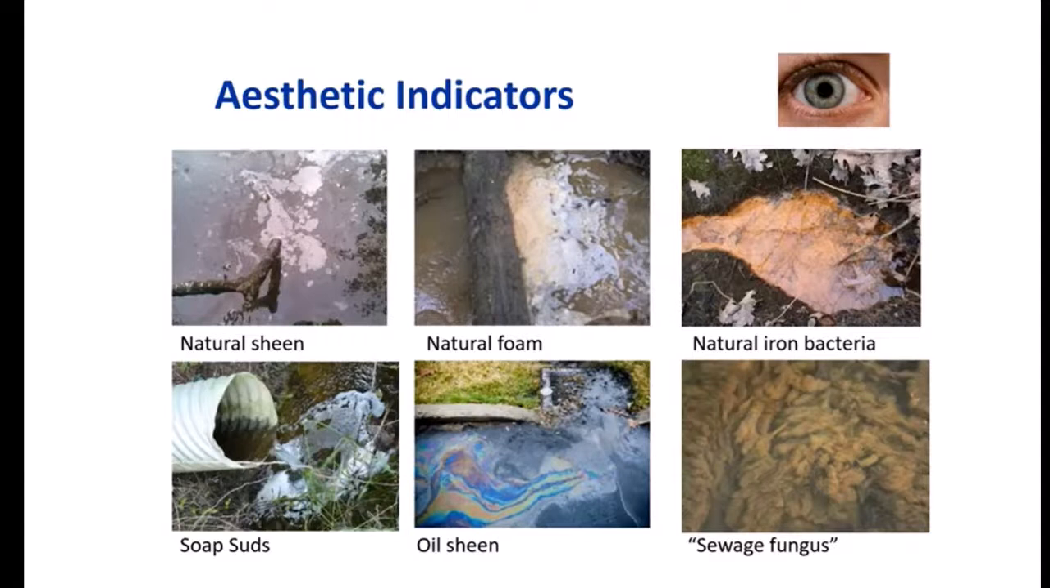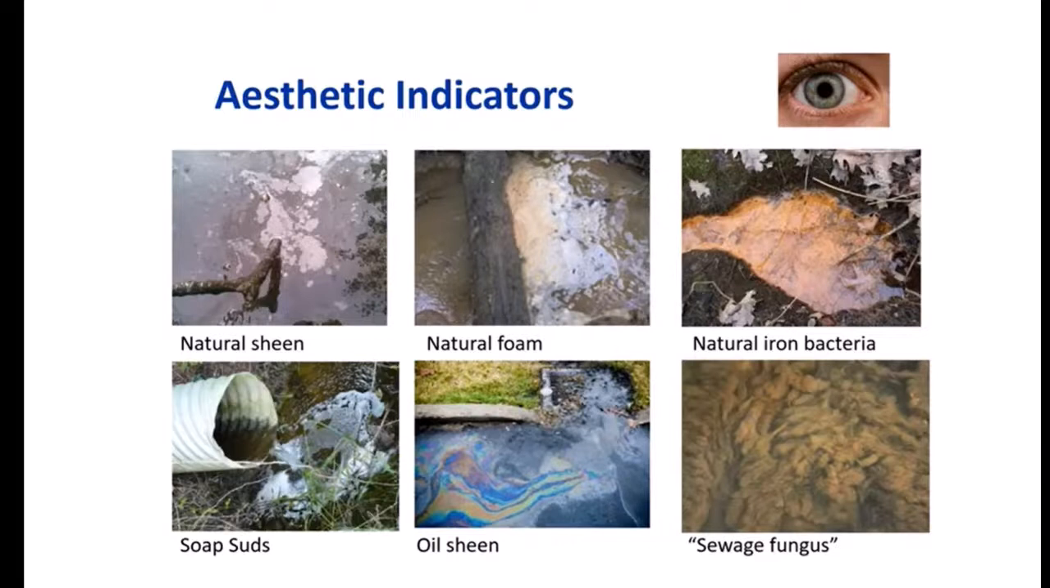In the first image, a natural sheen can be seen in the surface. These colorful bands will crack and disperse when disturbed. They are caused by minerals or organic decay, not exactly an indicator of pollution. The top middle image is natural foam. Bubbles are located at a water drop-off that breaks up quickly and contain no odor. This is caused by water turbulence and organic decay.